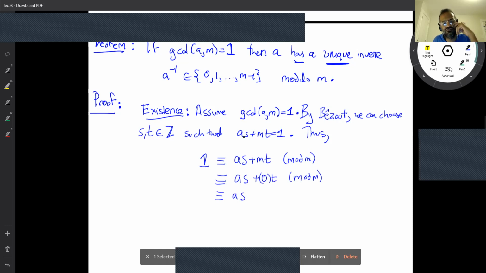And I actually wanted this inverse to be in the set 0 to M minus 1. So S might not be in that set, right? So what should I do to S? Take its remainder modulo M. These are the rules of modular arithmetic: this congruence remains true if I replace integers by their remainders. This is S mod M.